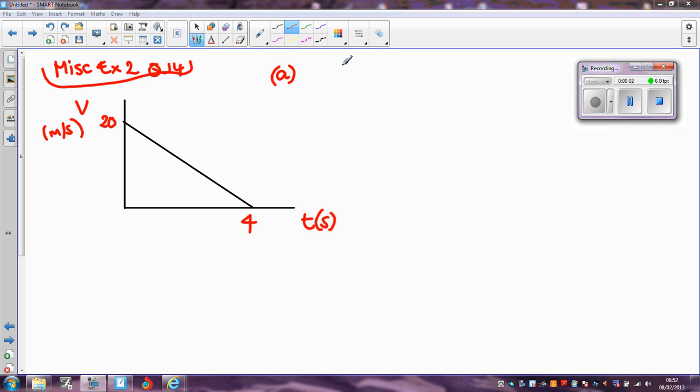First bit here is easy enough. The question says calculate the braking force on the car, and it must be the braking force that's causing the deceleration. In other words, we can use Newton's second law in the direction of the acceleration. In other words, the force which is acting must equal the mass times the acceleration.